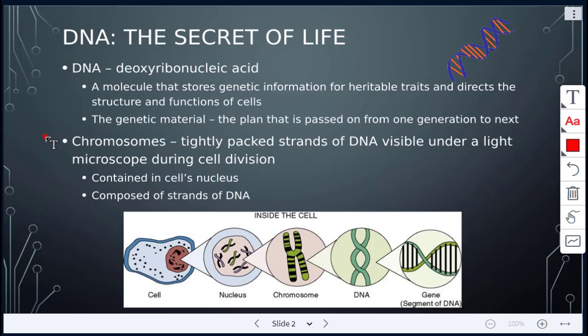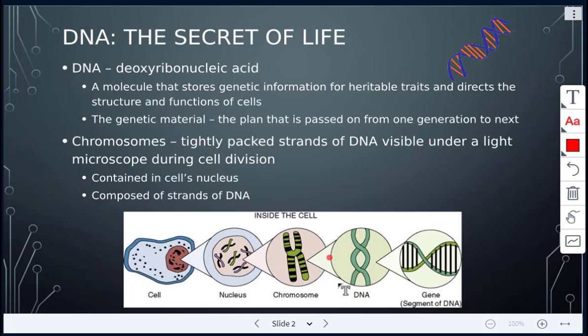So we're also going to be talking about chromosomes, and these are the tightly packed strands of DNA that are visible under a light microscope during cell division. So if we look at this image down here, we have a cell, and the cell has a nucleus here. Within the nucleus, we see these chromosomes. They're X-shaped. So here we're looking at an individual chromosome. So like I said, chromosomes are tightly packed strands of DNA. So this whole chromosome is tightly packed DNA.